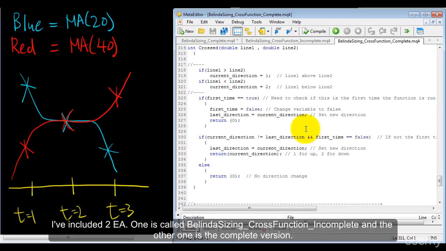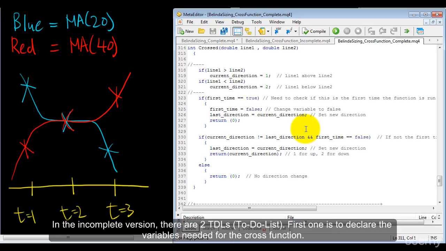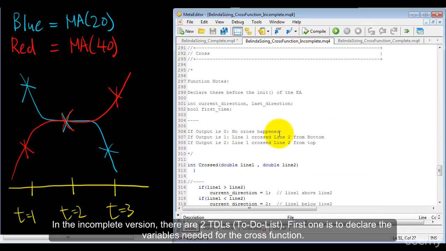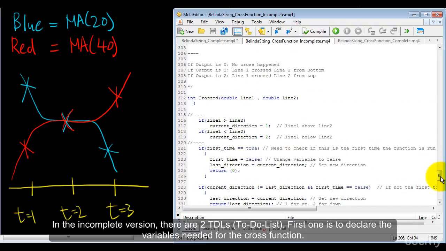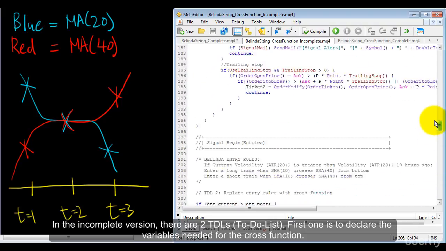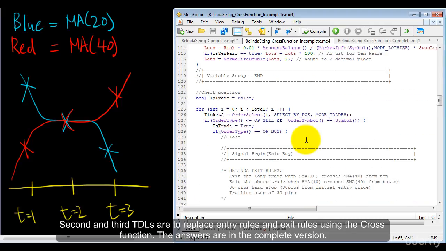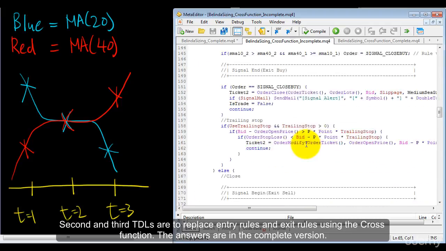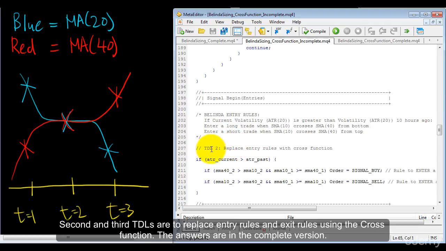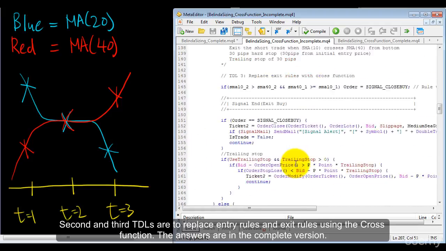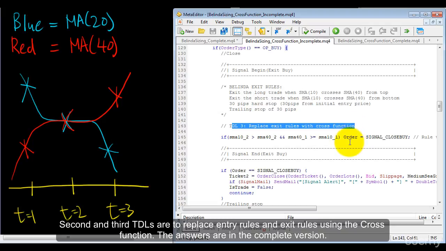Alright, I have included 2 scripts. One is called bundle-sizing cross function incomplete, and the other one is the complete version. In the incomplete version, there are 2 TDLs. The first one is to declare the variables needed for the cross function, and the second and third TDL are to replace the entry rules and the exit rules with the cross function. The answers are in the complete version.